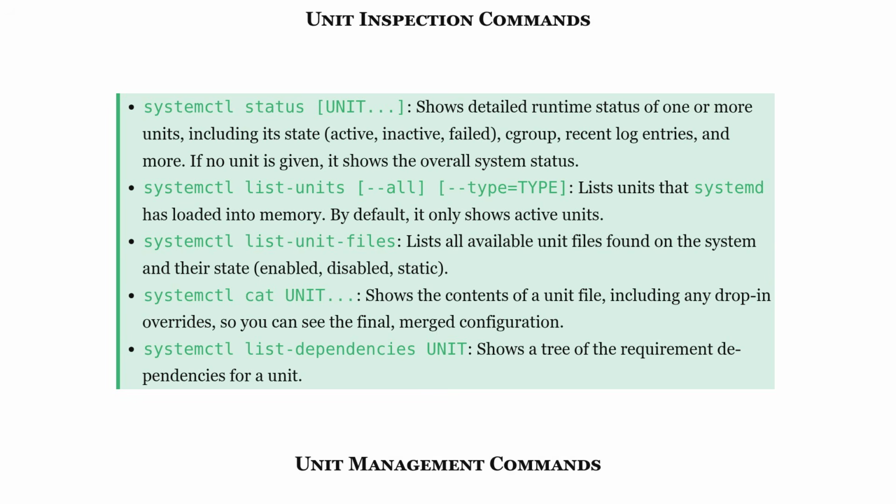systemctl list-unit-files lists all available unit files found on the system and their state: enabled, disabled, static. systemctl cat [unit] shows the contents of a unit file, including any drop-in overrides, so you can see the final, merged configuration. systemctl list-dependencies [unit] shows a tree of the requirement dependencies for a unit.